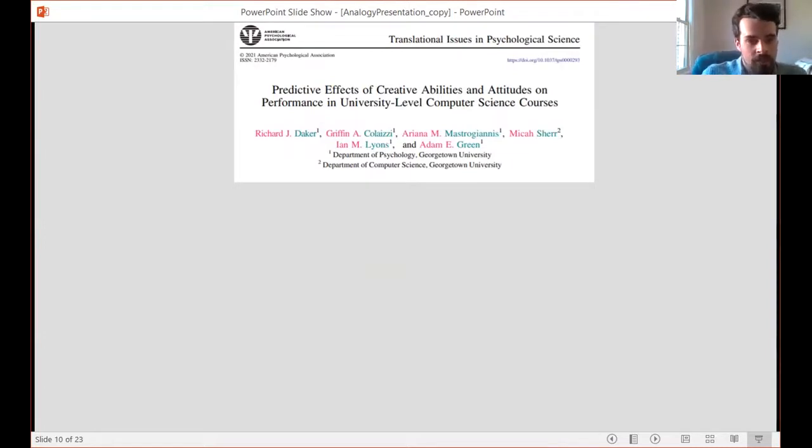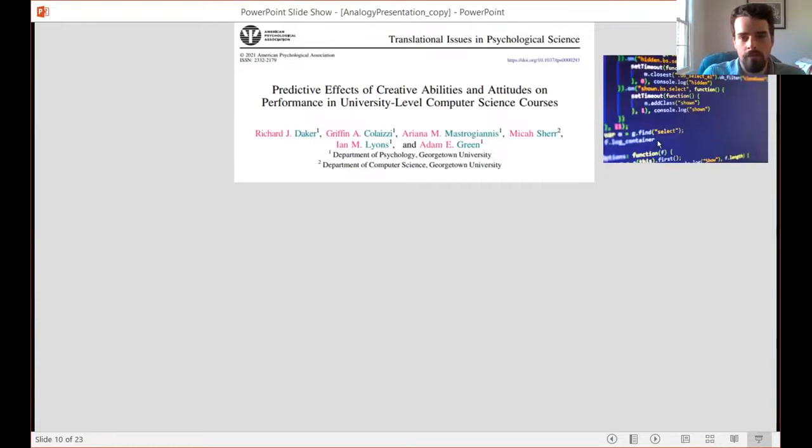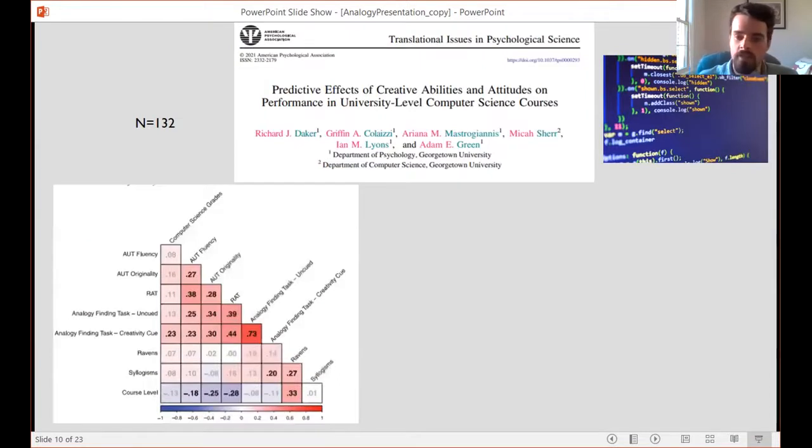What we did is, hold on, let me get my notes for this slide. We looked at computer science courses at Georgetown, with a sample of 132 students in these classes. The goal was an exploratory study to see what measures of creativity, if any, predicted grades in these classes. We collected many different measures of creativity at the beginning of the semester, and at the end of the semester, we collected grades.